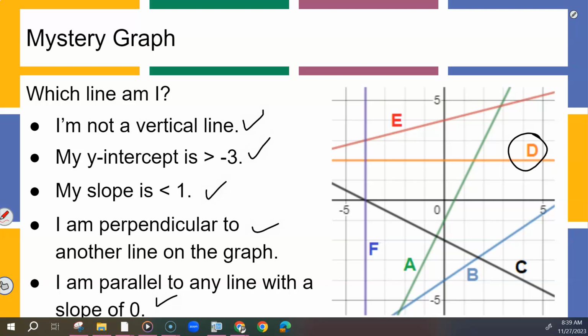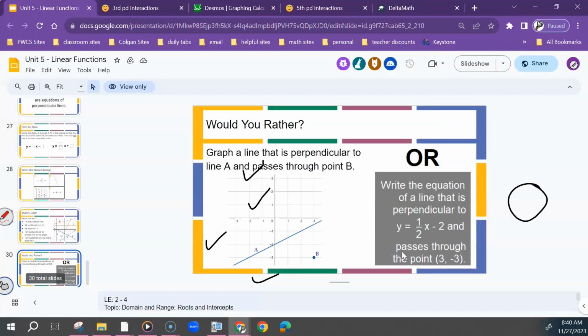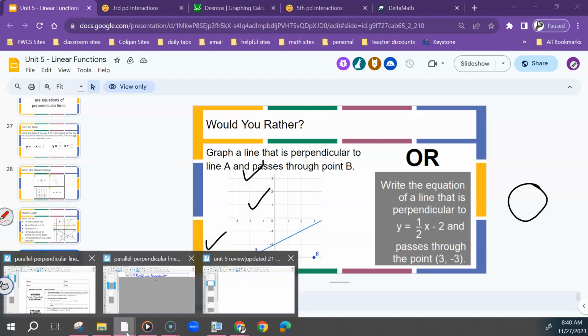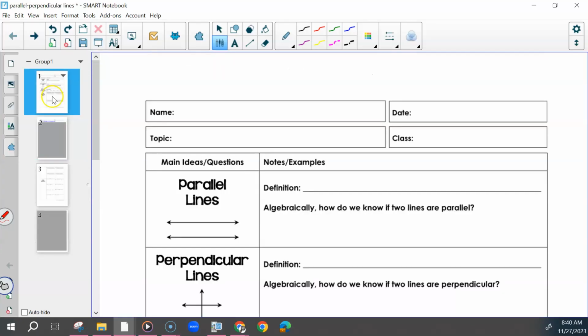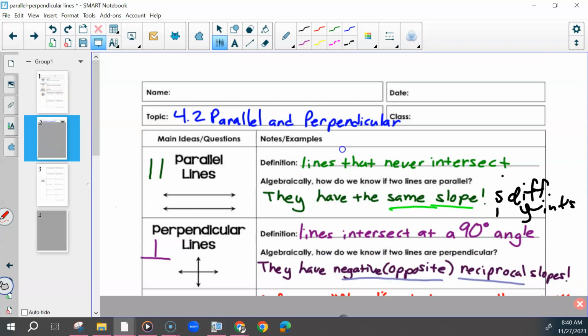Is anyone thinking any others? There are some that apply to some things, but not everything. So that was just to kind of remind you what parallel and perpendicular lines look like and things about them. Today we're going to actually define parallel and perpendicular lines. I'm going to have you write these down.